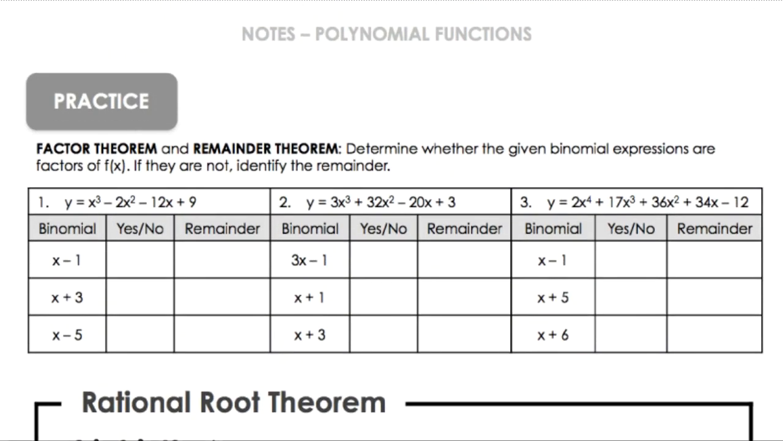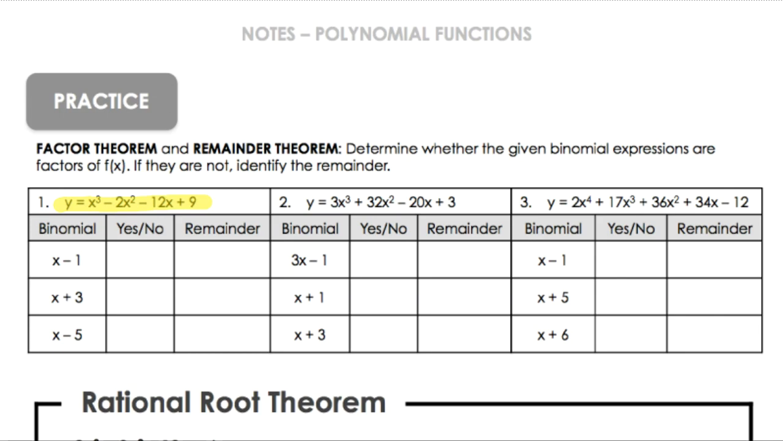All right, so we're going to practice a little bit here with these theorems. So here's what we're going to do. We're going to use the remainder theorem first, and that's going to tell us if something is a factor or not. So the first binomial that we're going to divide, so we are doing this first one here. We are going to divide that polynomial by the binomial x minus 1.